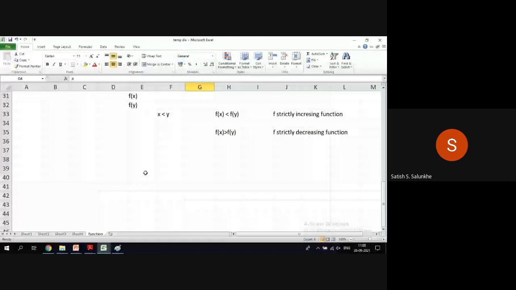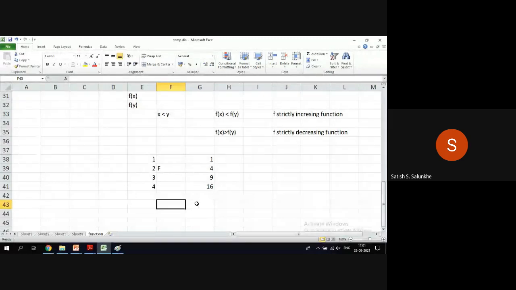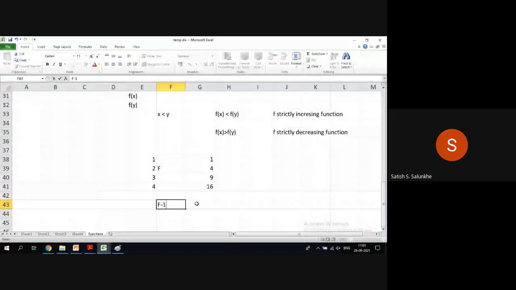Let us say the domain is 1, 2, 3, 4, and the codomain is 1, 4, 9, 16. So 1 is mapped with 1, 2 is mapped with 4, 3 is mapped with 9, 4 is mapped with 16 by some function f. So f of 1 is 1, f of 2 is 4, f of 3 is 9, f of 4 is 16. So what is f inverse?